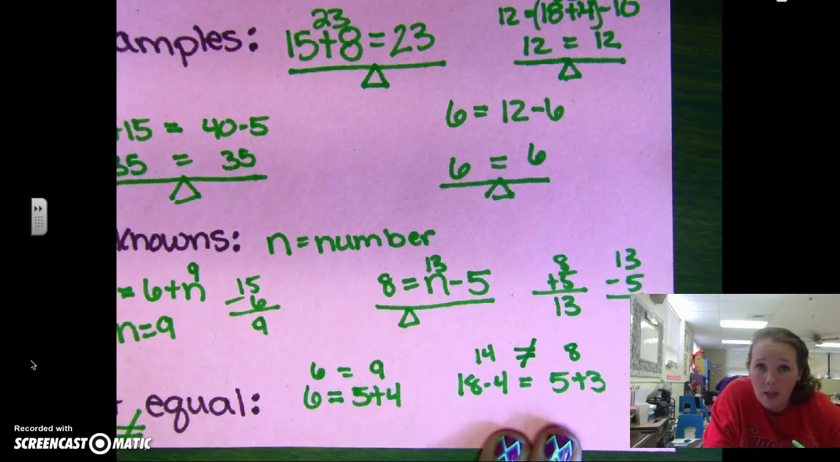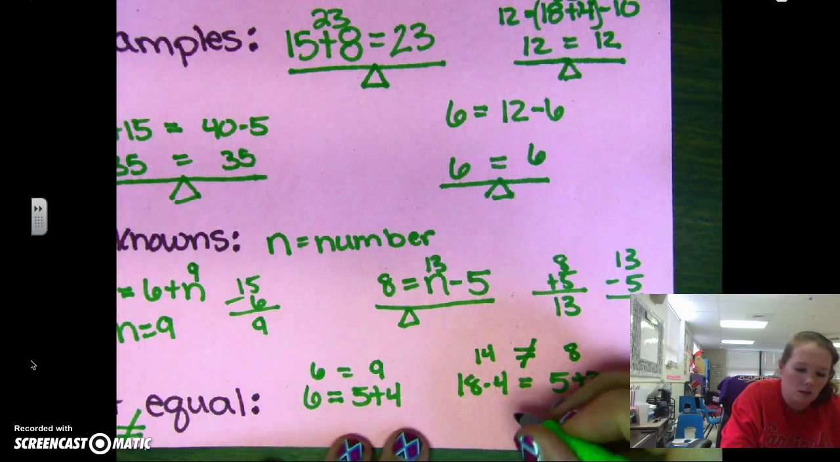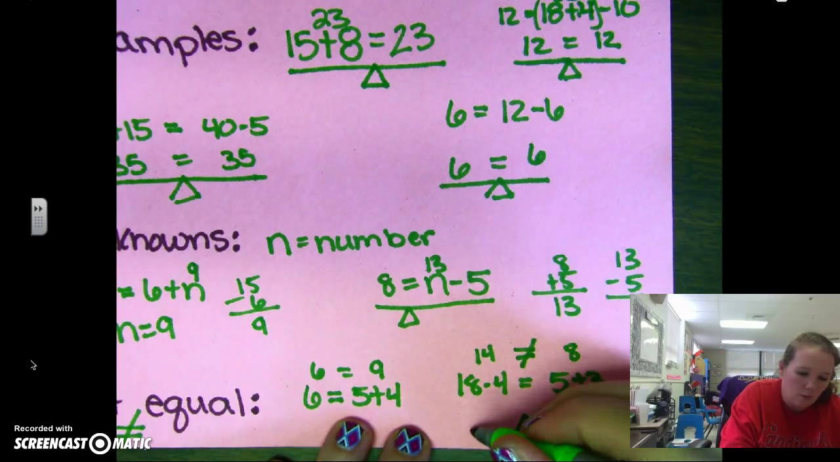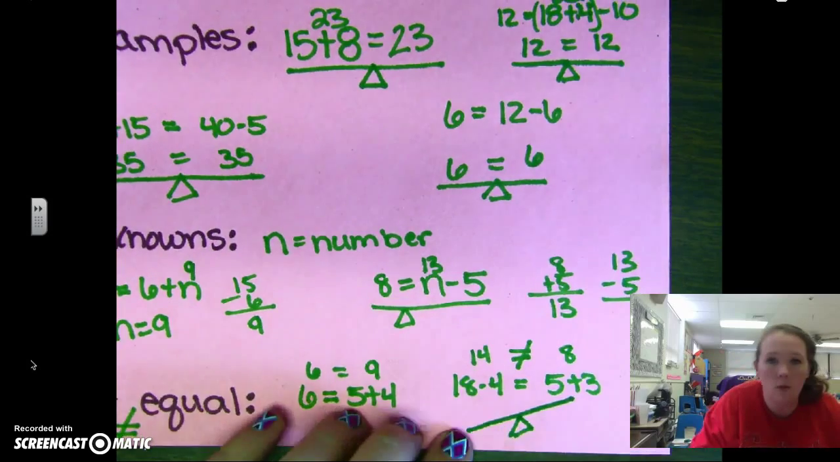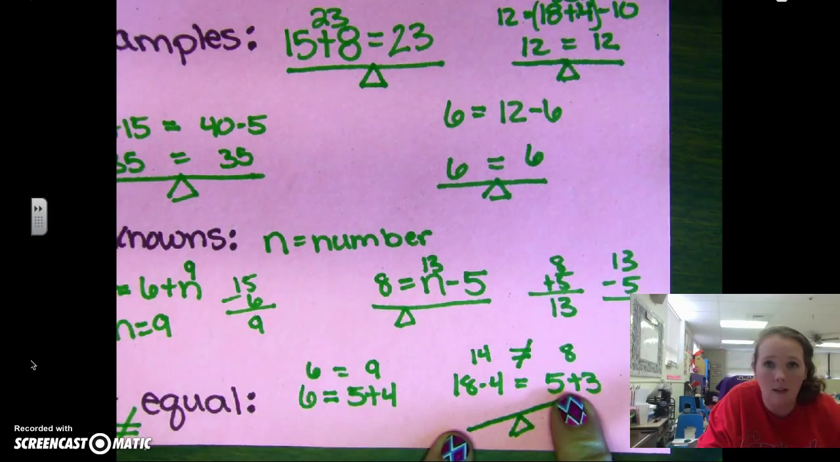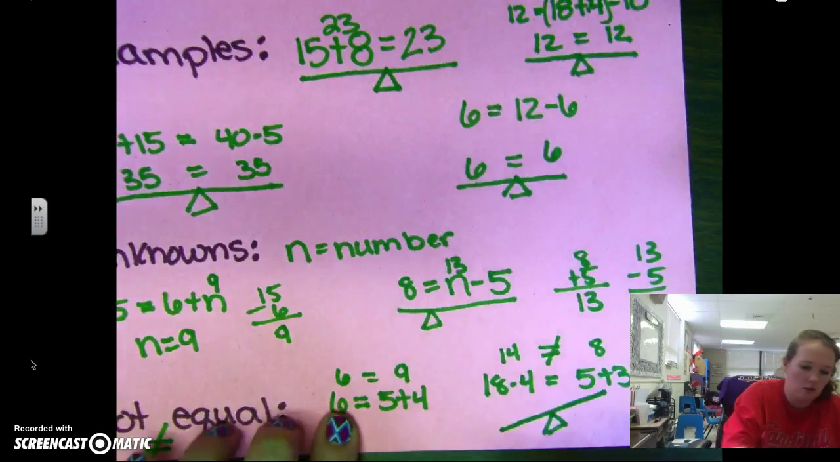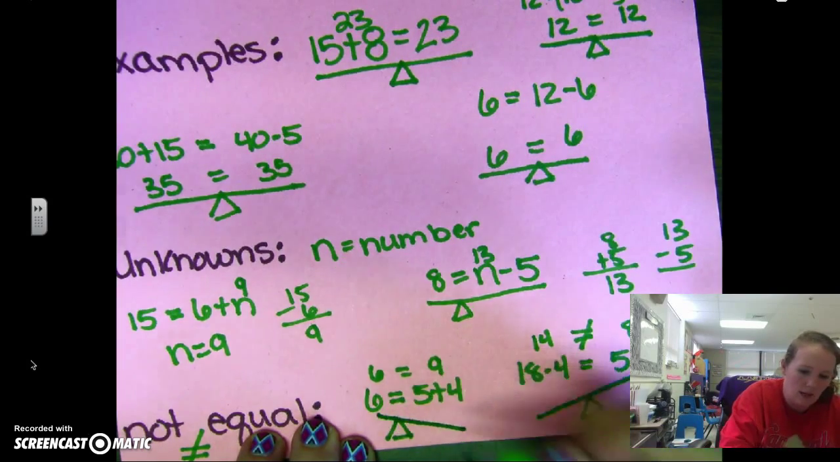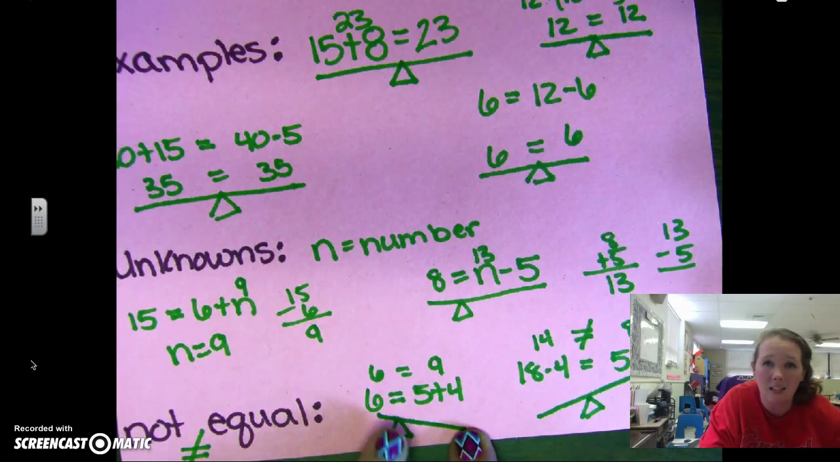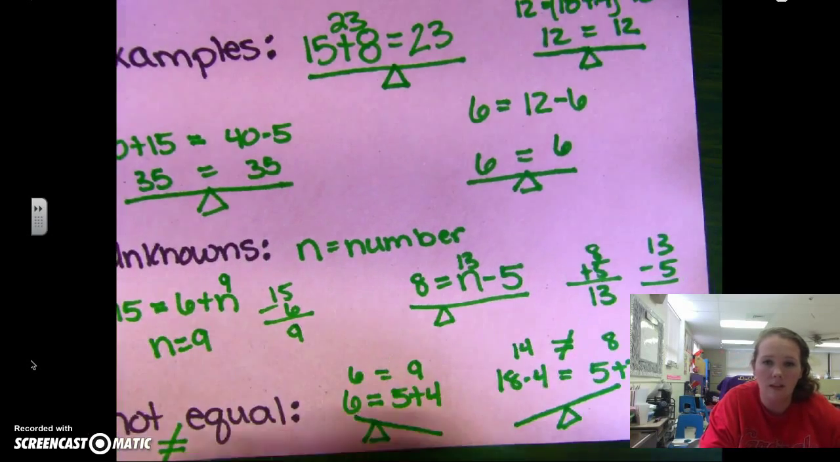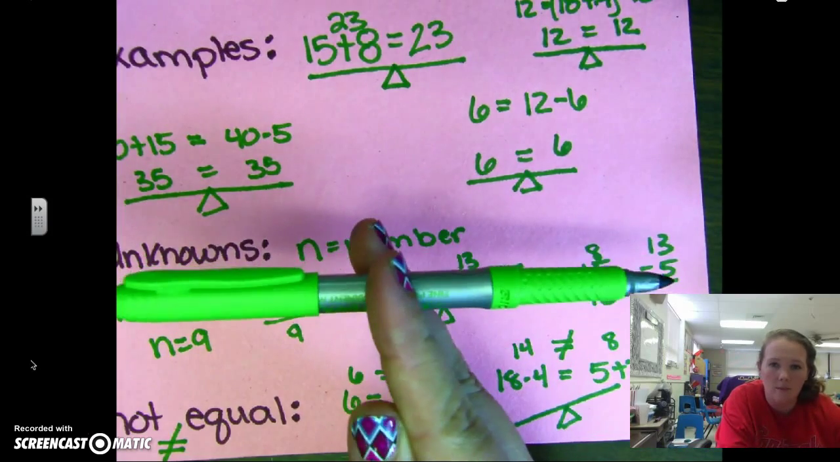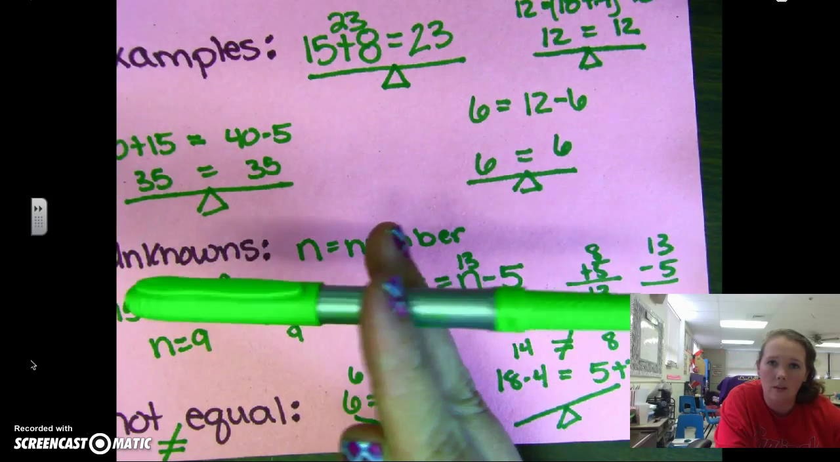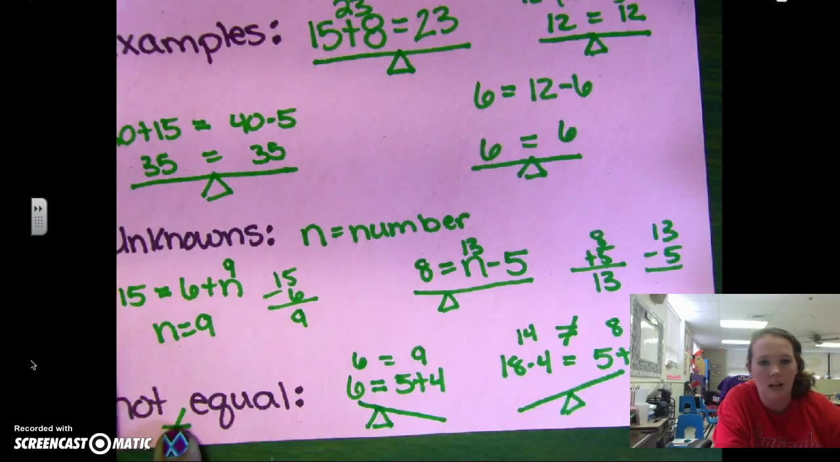If this was on a pan balance or a teeter-totter, this side would be way down because 14 is much more than 8. If this equation was on a teeter-totter or a pan balance, this side would be down because 9 is more than 6. It's not equal unless you're balanced. If one side is more than the other, you write not equal.